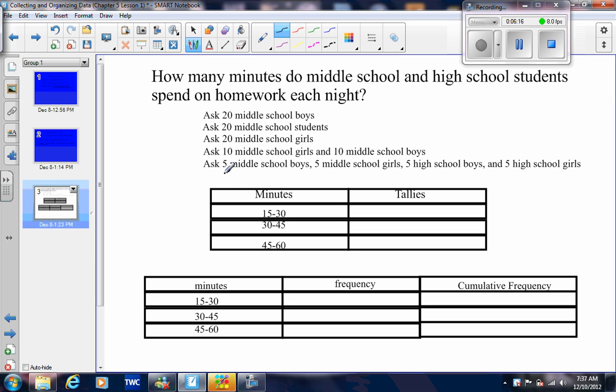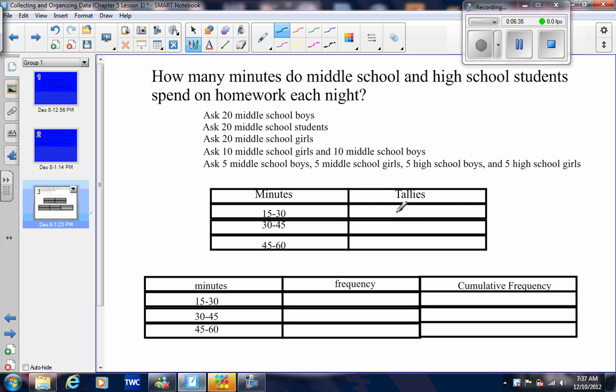All right, so all of this was to show that if you're going to do a good random sample, you would ask 5 middle school boys, 5 middle school girls, 5 high school boys, 5 high school girls, and you're going to get a good mix of that population. Many different parts of that population are going to get asked questions so that you can get good data.